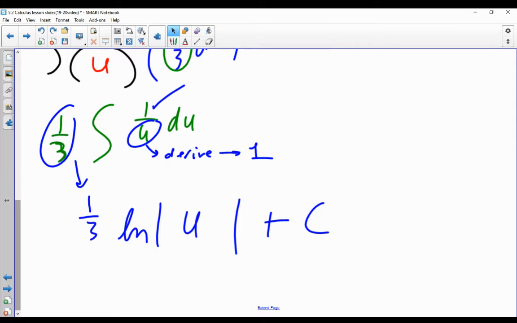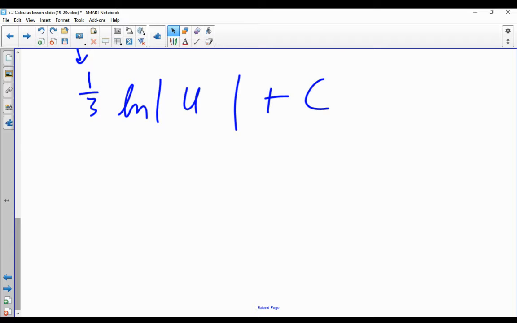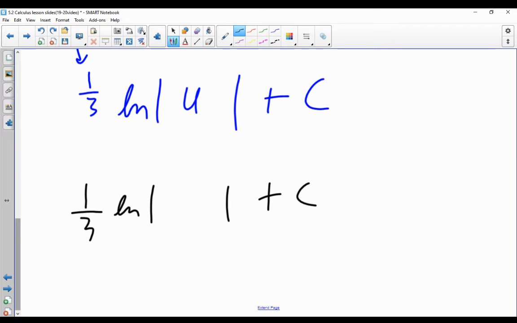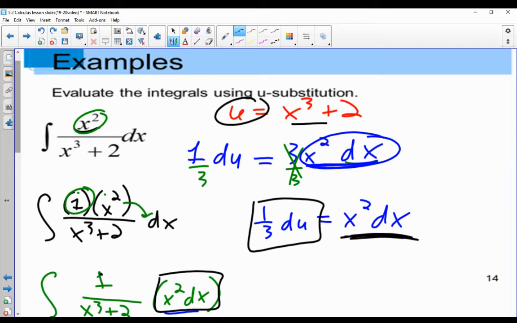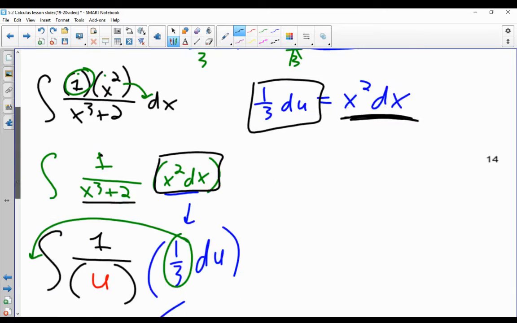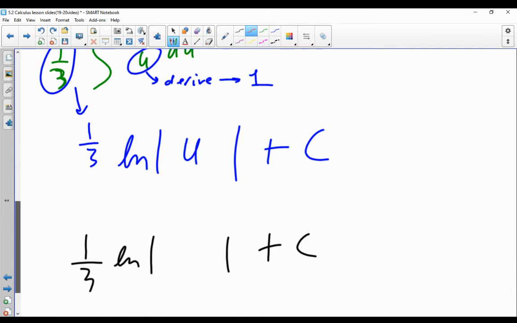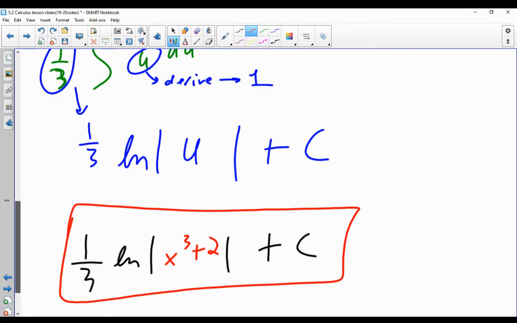And of course, we're only 98% done because we cannot leave our final answer as u. We need to go back to its original state. And the original u was 3x cubed plus 2. So put in x cubed plus 2, and you have your answer.